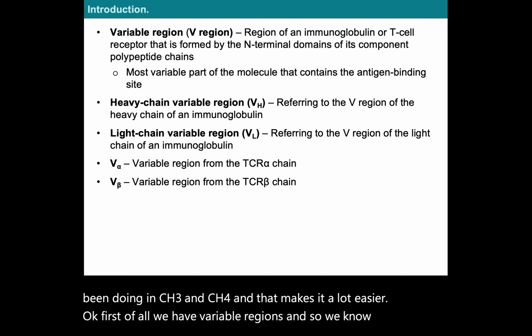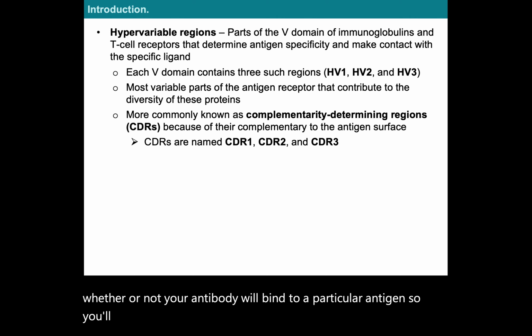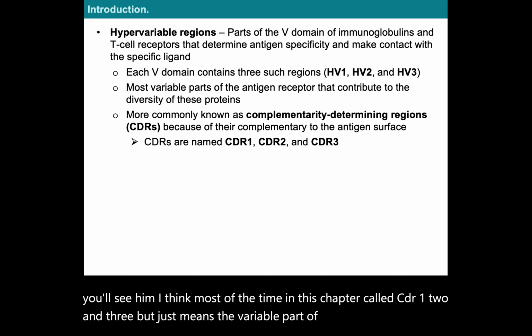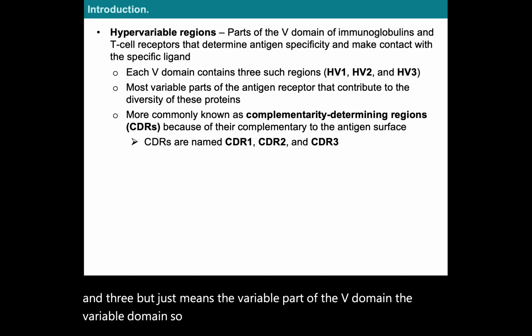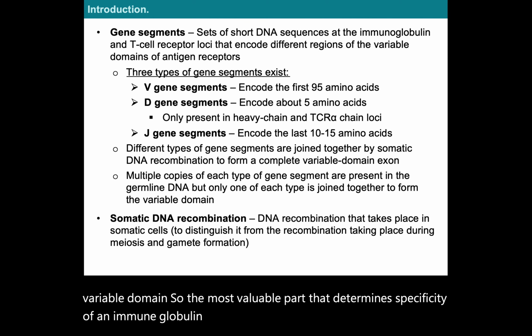As you probably remember, these are called hypervariable region HV1, 2, and 3, which makes sense, right? Okay, and these are also sometimes called the complementarity determining regions, CDRs, because they're the thing that determines whether or not your antibody will bind to a particular antigen. So you'll see them most of the time in this chapter called CDR 1, 2, and 3, but it just means the variable part of the V domain. So the most variable part that determines specificity of an immunoglobulin or a T cell receptor.